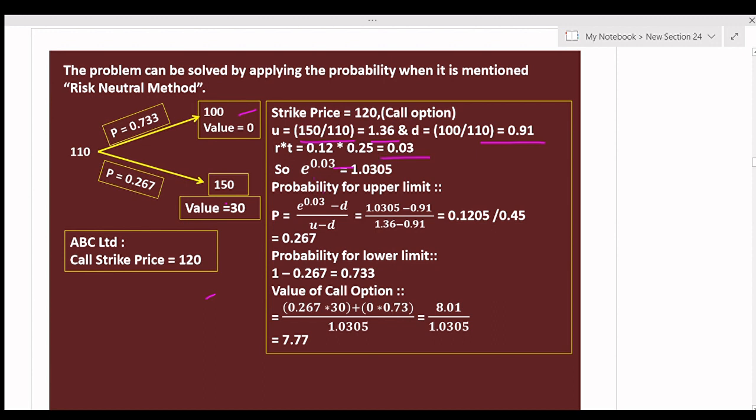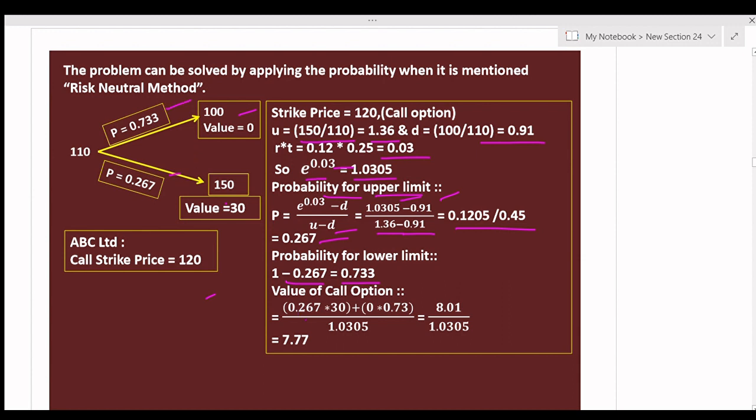So e to the power 0.03 is equal to 1.0305. Probability for upper limit is equal to R minus D divided by U minus D is equal to 1.0305 minus 0.91 divided by 1.36 minus 0.91 is equal to 0.267. It is the probability on the upper side. And probability of the lower side is equal to 1 minus 0.267 is equal to 0.733. It is written here on the lower side.